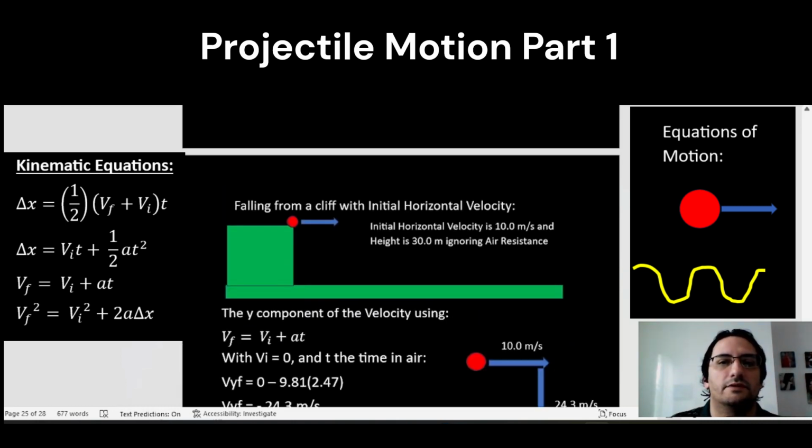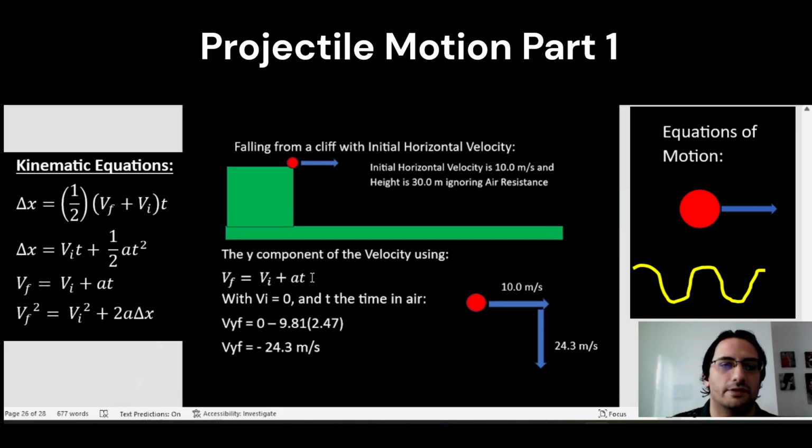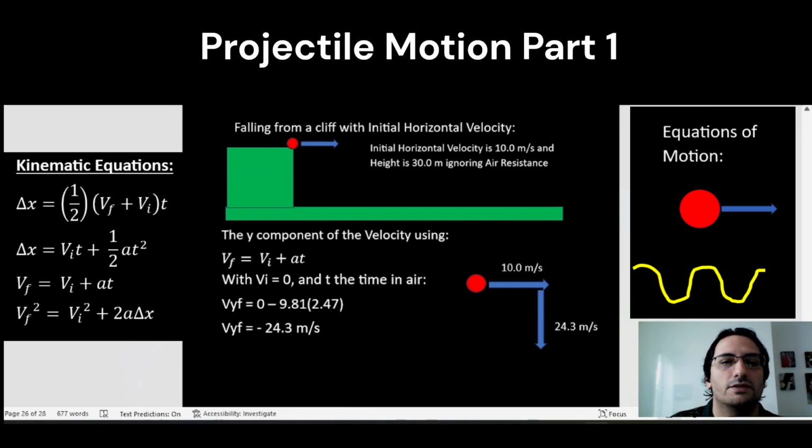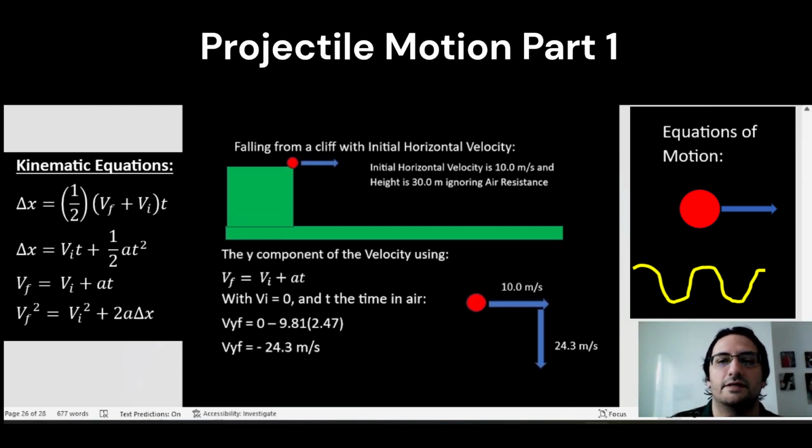The y component of the velocity can be found using this equation. We know Vy initial is 0, and the time in air, which we found to be 2.47. So we put 2.47, negative 9.81, and we get a Vyf of negative 24.3. Why negative? Because it's in a downward direction. And we already took care of the negative sign by putting this arrow down.